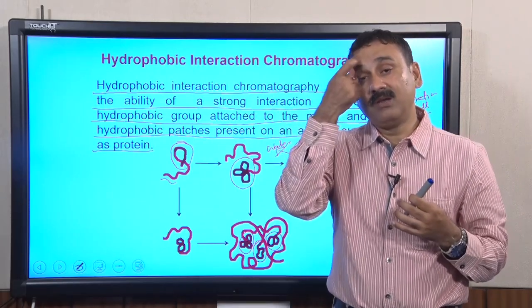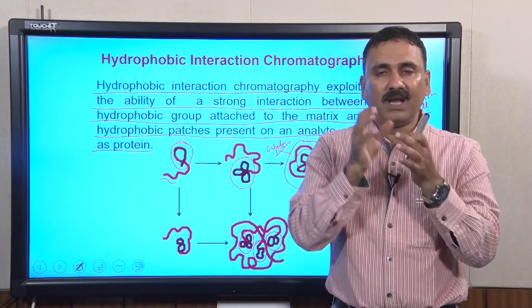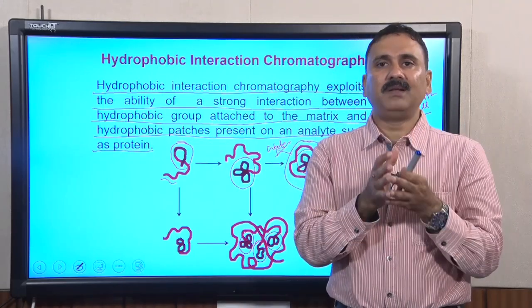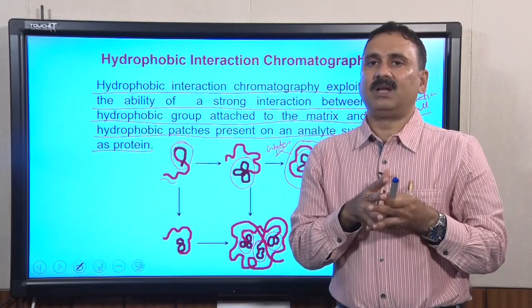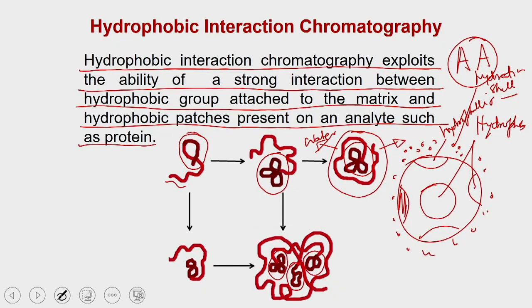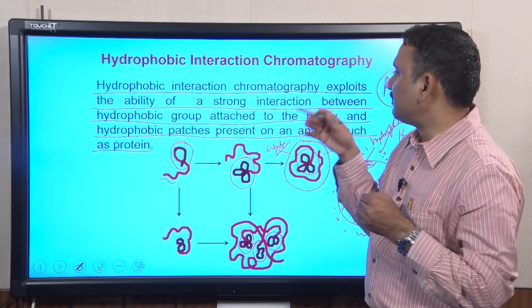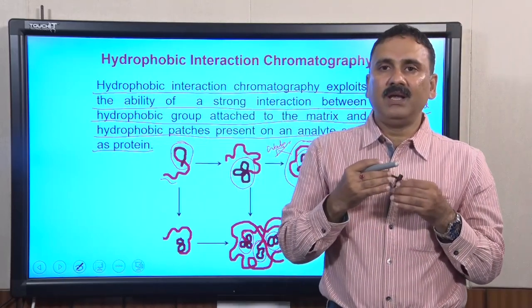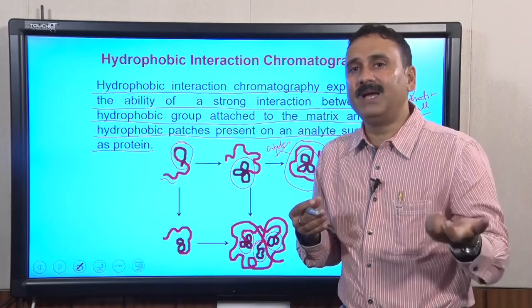And this hydration shell is very important in terms of maintaining the three-dimensional structure of the protein, as well as in terms of maintaining the enzymatic activity of these proteins. So you have the hydrophobic patches, but these hydrophobic patches are also covered by the hydration shell. So if you have to perform hydrophobic interaction chromatography, the first question that comes is, how are you going to access the hydrophobic patches so that the hydrophobic groups which are present on these beads have accessibility to these groups so that they will be able to bind.